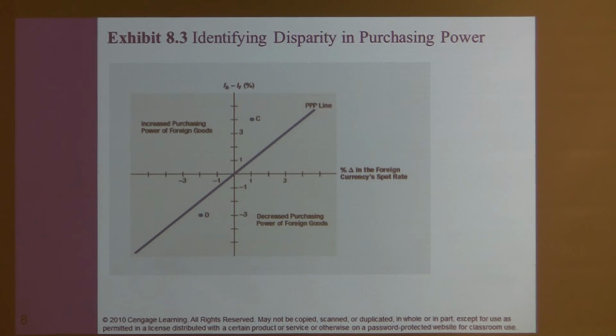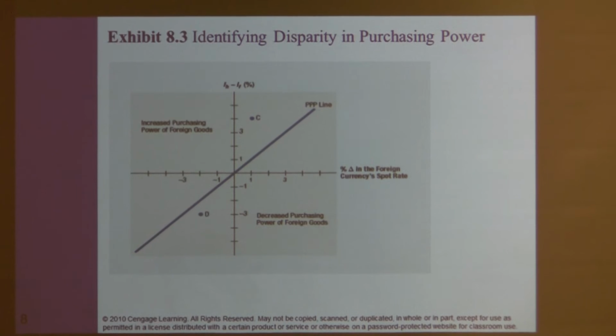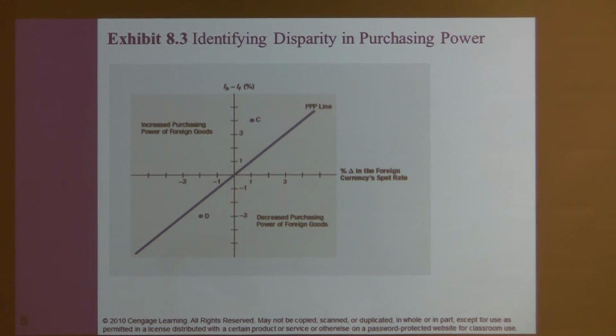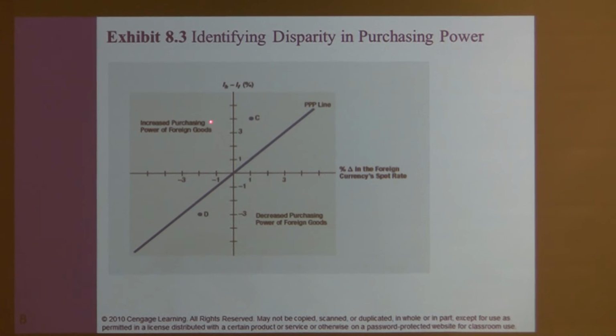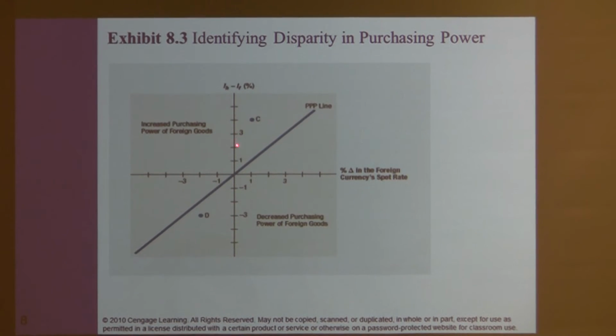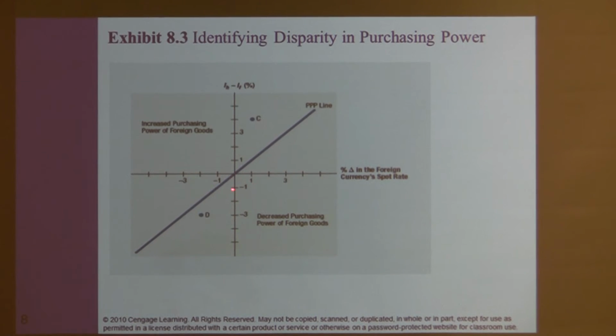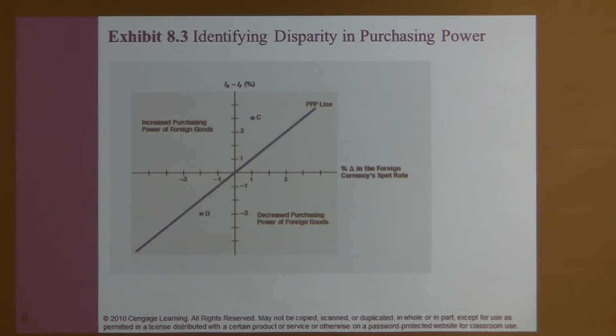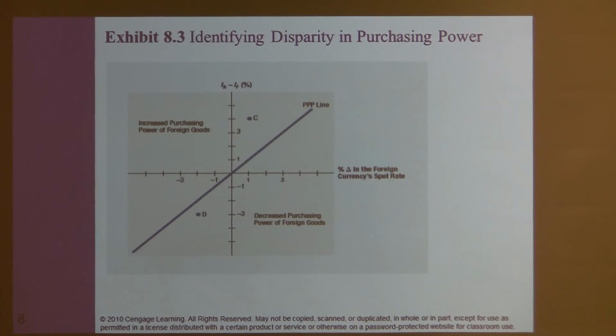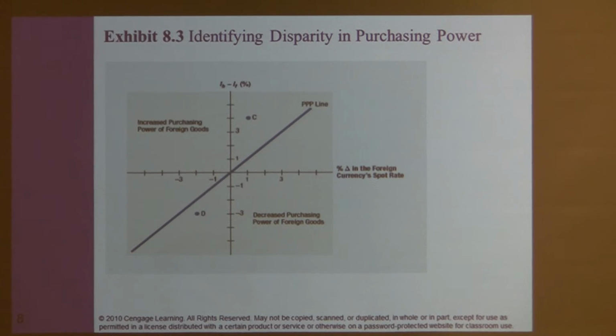A 1% inflation difference implies a 1% change in the foreign currency. But C is above the line. So if you look at the changes, the inflation in the US is higher than the inflation in the foreign country by 4%, which means that the change in the exchange rate should be a decline of 4%. So the US dollar should decline by 4% against the foreign currency.